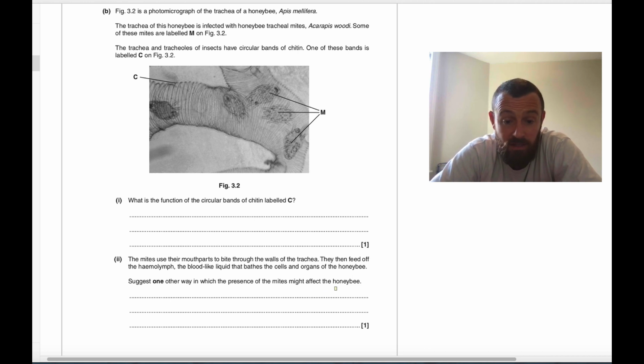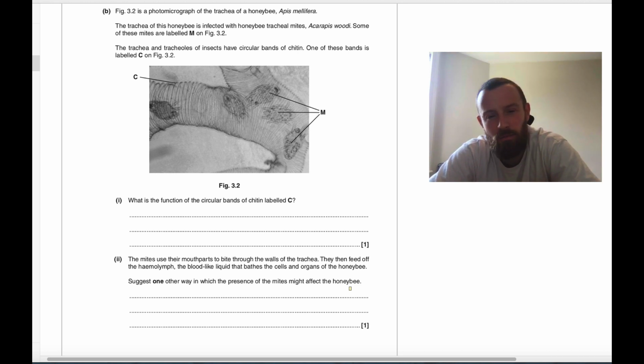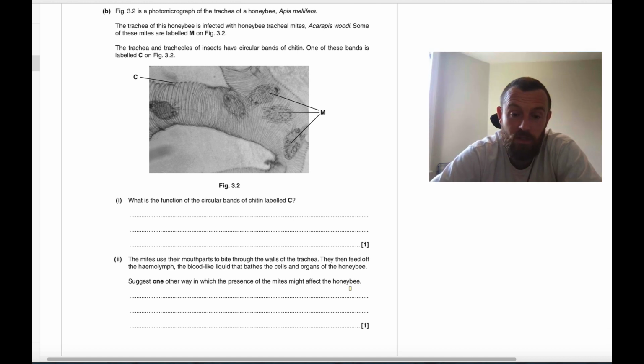Suggest one way in which the presence of the mites might affect the honeybee. Well, it's going to prevent the movement of air or the diffusion of gases down the tracheoles. Remember, the air can be actively moved into and out of the tracheoles in some insects, for example locusts, but it's also just a route via which gases can diffuse down those tubes. So it's going to prevent either the movement of air in and out of the tracheoles, and it's definitely going to slow down the rate of diffusion of oxygen and CO2, for example.